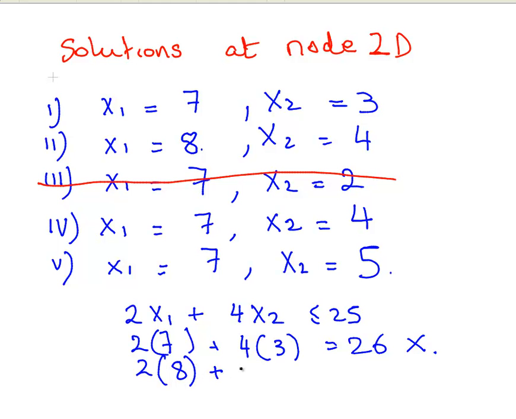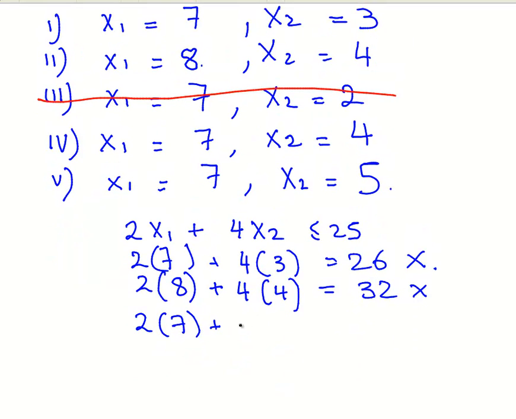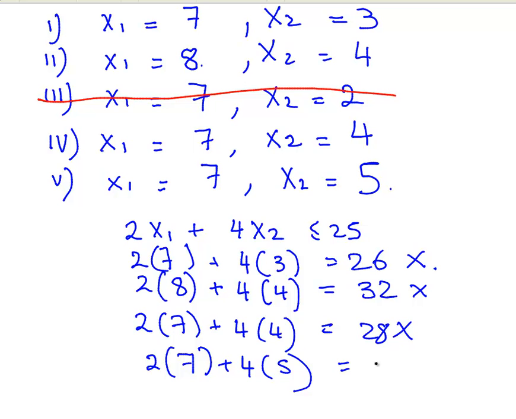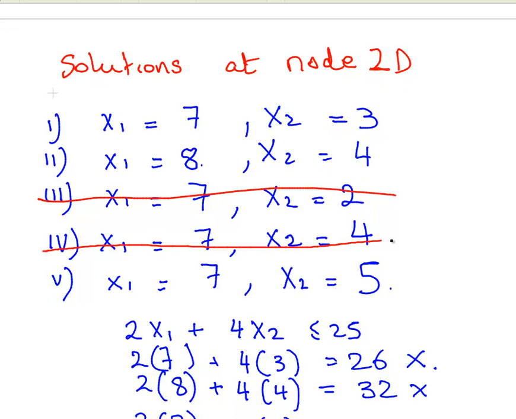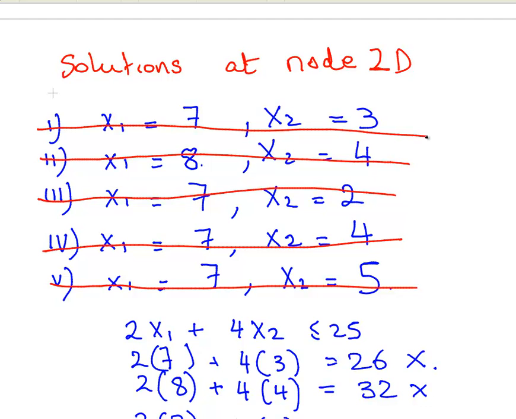2 times 8 plus 4 times 4, that's going to be something like 32. No. 2 times 7 plus 4 times 4, that's number 4 there, that's 30. No. And 2 times 7 plus 4 times 5, that's equal to 34. No. None of them are feasible. By the way, in a situation like this, if there is a feasible solution, you would be given it. So none of these are feasible.